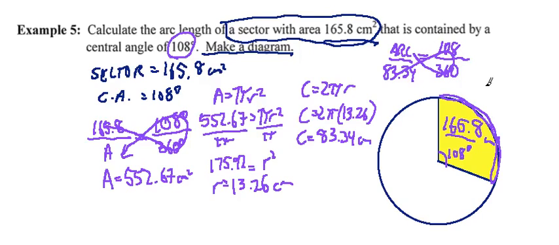So that's going to be 83.34 in my calculator times 108 divided by 360, and I end up getting 25.00. If I've been keeping the correct numbers in my calculator the whole time, I get that the arc in this question is 25.00 centimeters, so I can just write it as 25 centimeters, and that is your final answer.